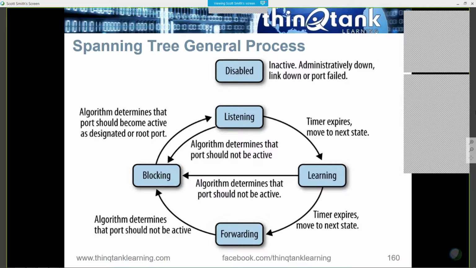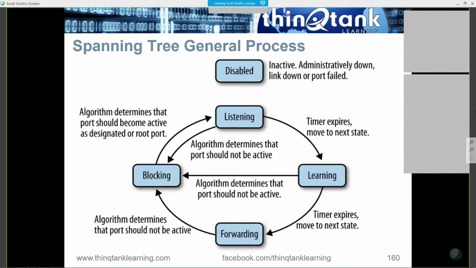So here's the general process. We're going to go through this in detail later on as we move through the chapter, but here's the general process of how we move through different spanning tree states. There are two things that you are going to have to know for the test with regard to spanning tree. You're going to have to know what a spanning tree state is, and you're going to have to know what a spanning tree role is. There's a distinct difference between those two things.